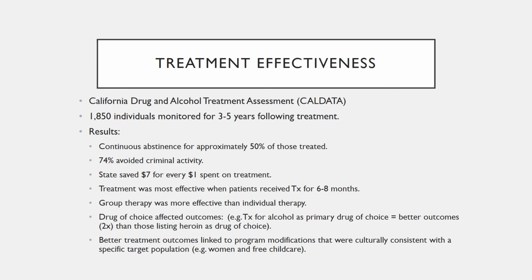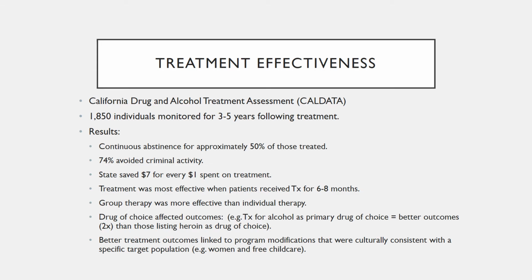Furthermore, 74% avoided criminal activity. And looking at the cost savings, the state saved $7 for every $1 that was spent on treatment. So the treatment is kind of prevention in its own way as well. And they also found that treatment was most effective when patients received treatment for 6 to 8 months. So that was kind of the length of time that had the best outcomes.